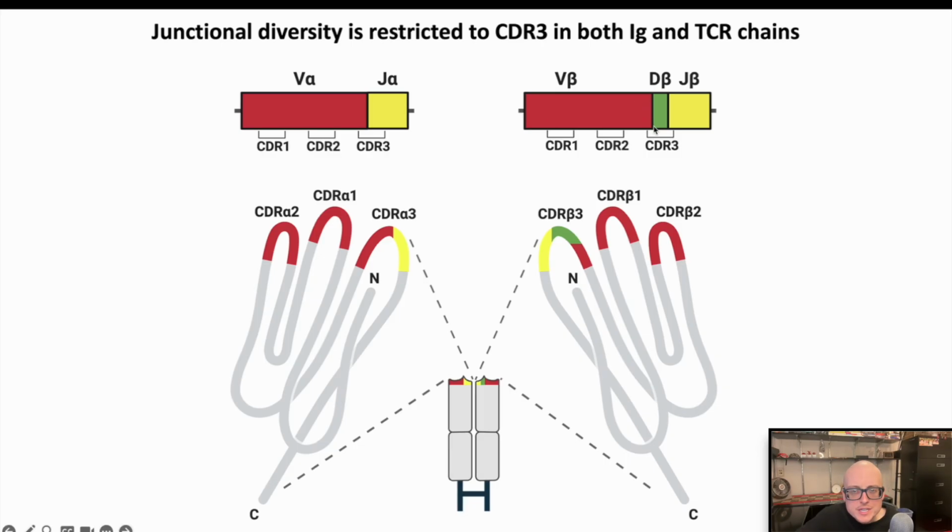Remember that these nucleotides are being added in the spaces between the V and the D segment, as well as between the D and the J segments. These junctions are incorporated into a single hypervariable region on the antigen receptor. This is true both for immunoglobulin and TCRs. This picture only shows TCRs, but this is true for both. The hypervariable region that is constituted by the junctions is always hypervariable region 3 or complementarity determining region 3, CDR3.